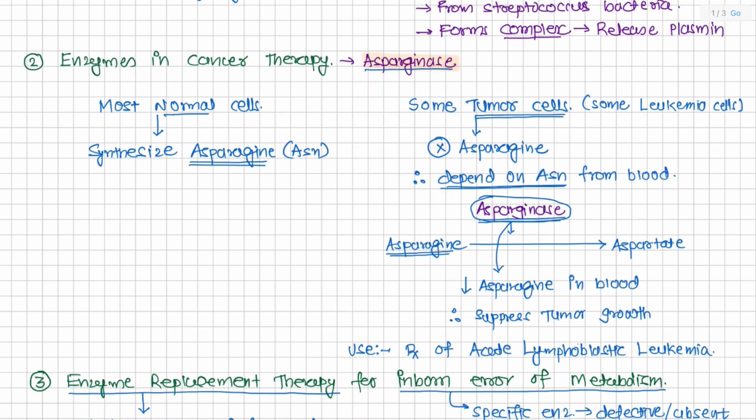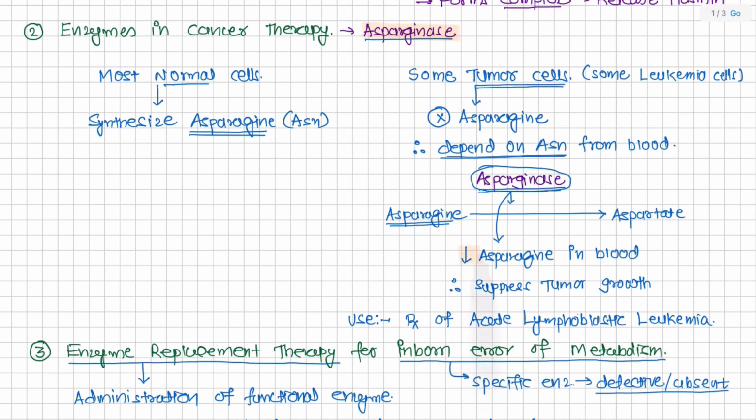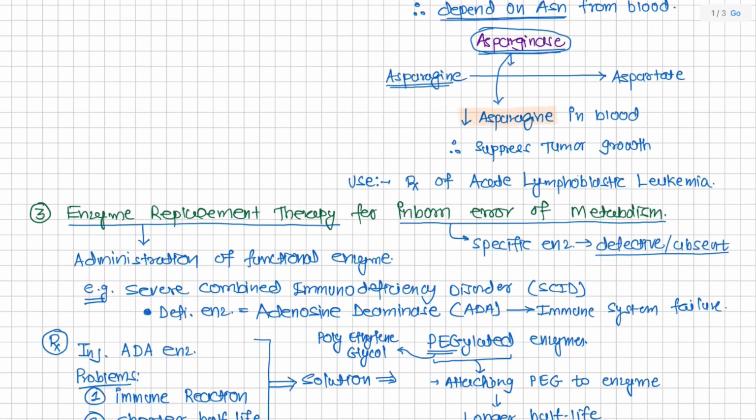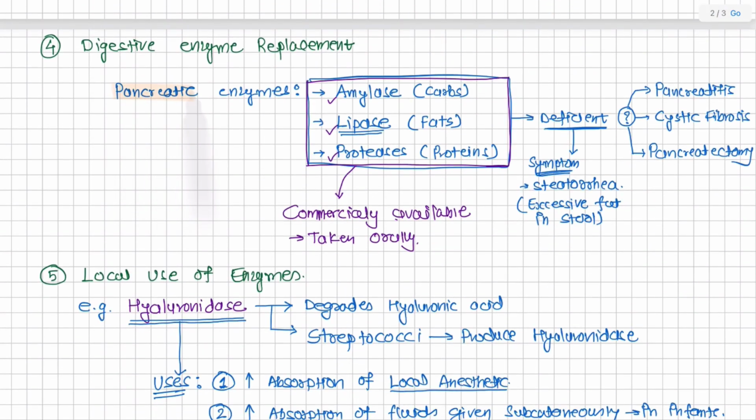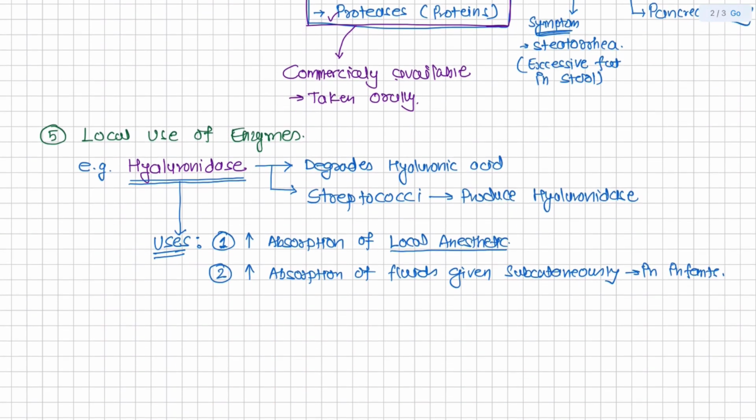Second, asparaginase treats certain cancers by depleting asparagine that tumor cells depend on. Third, enzyme replacement therapy for inborn errors of metabolism to replace missing enzymes in genetic disorders like adenosine deaminase deficiency. Fourth, pancreatic enzyme supplements help a patient with pancreatic disease digest their food. And finally, hyaluronidase enhances local absorption of drugs and fluids.